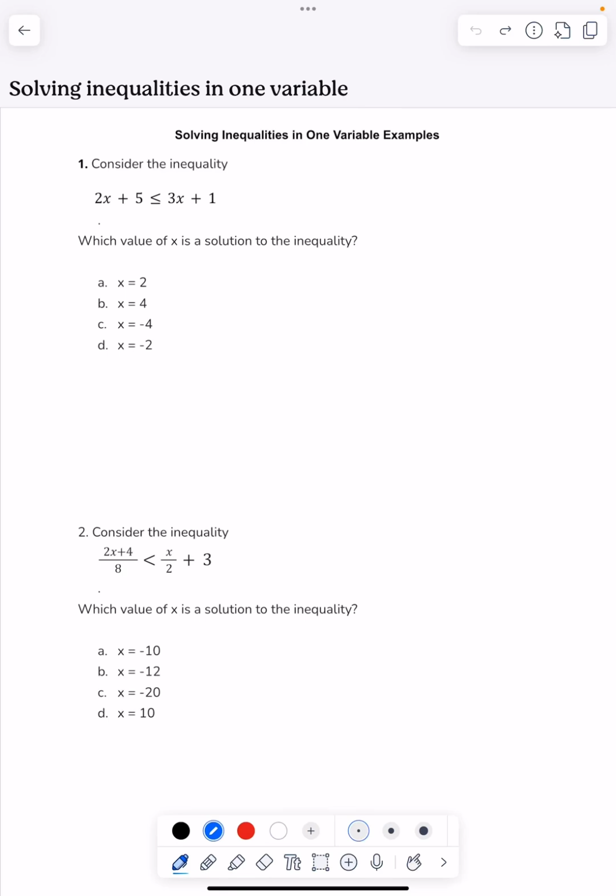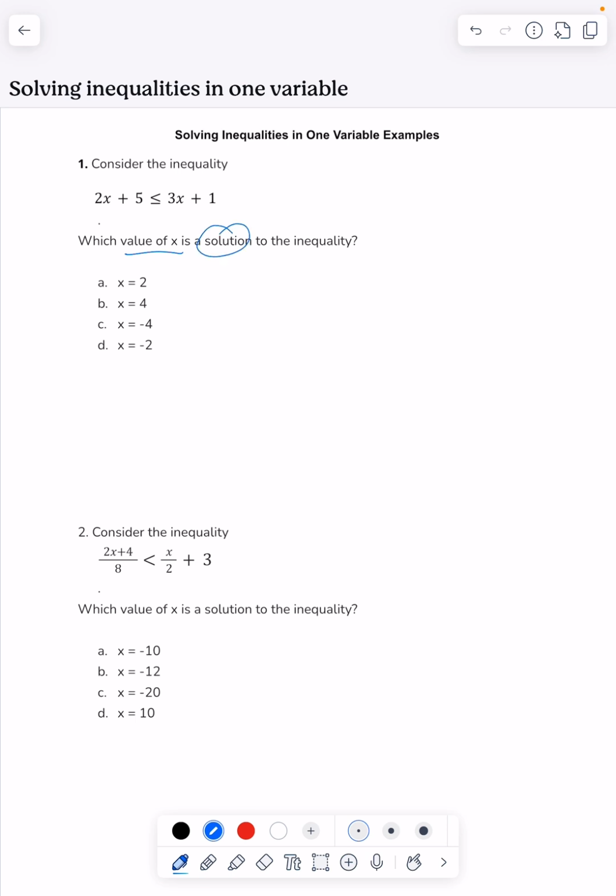Guys, today we're going to be looking at a different way that they could possibly ask us to solve inequalities in one variable. So in this case, it tells us: consider the inequality 2x plus 5 is less than or equal to 3x plus 1. And they're asking us which value of x is a solution to the inequality.